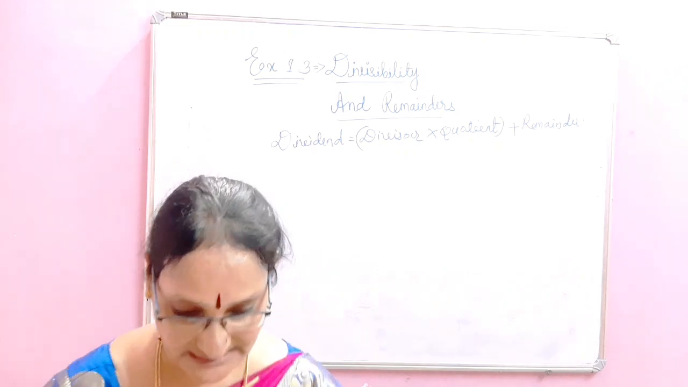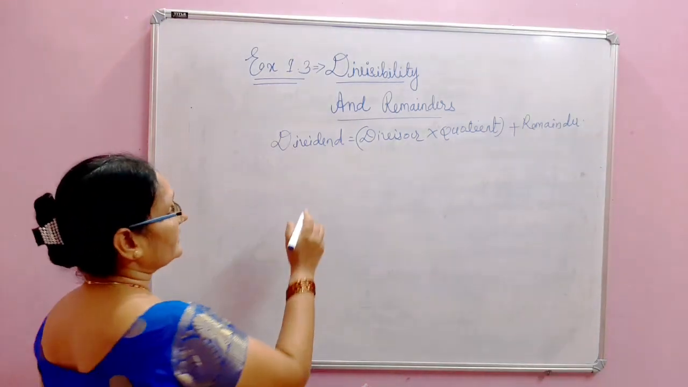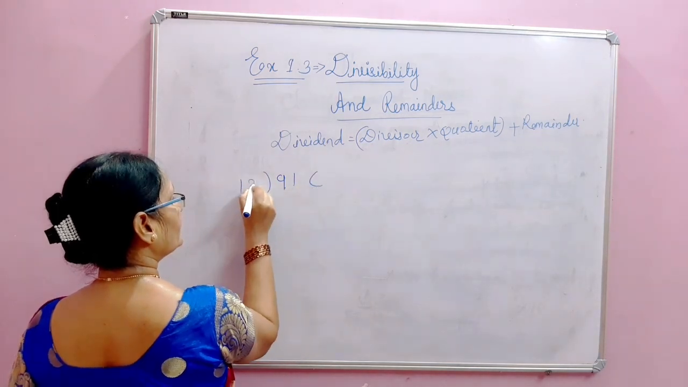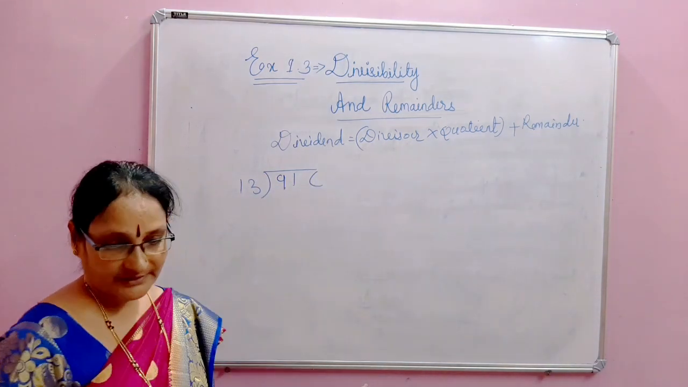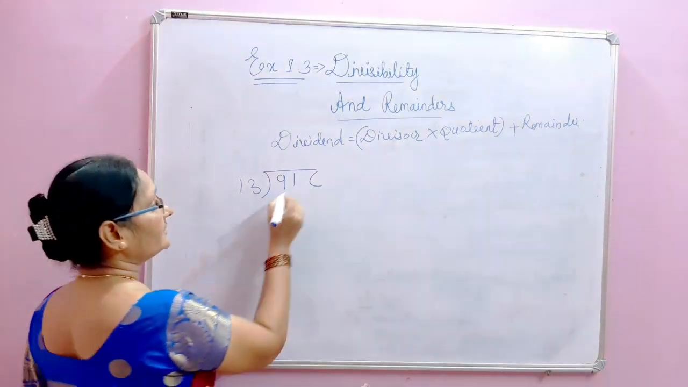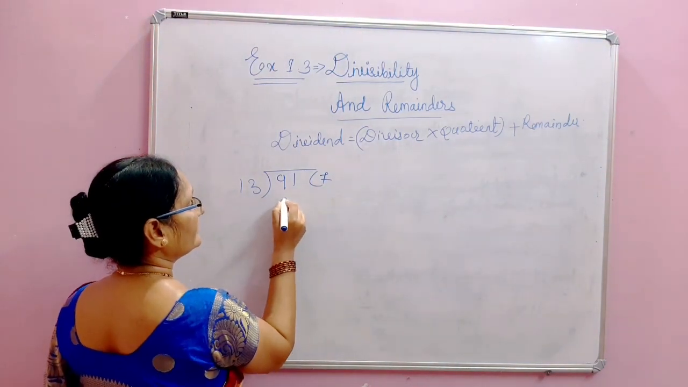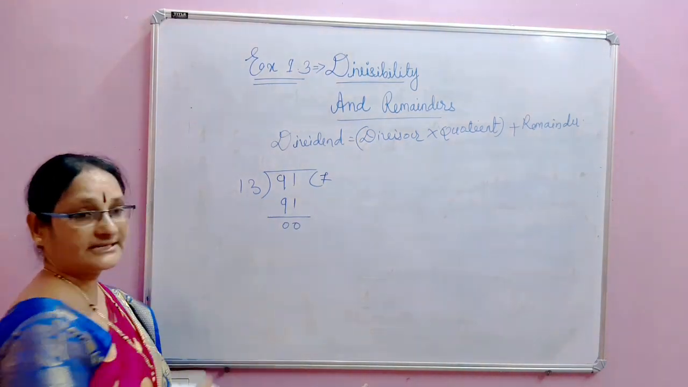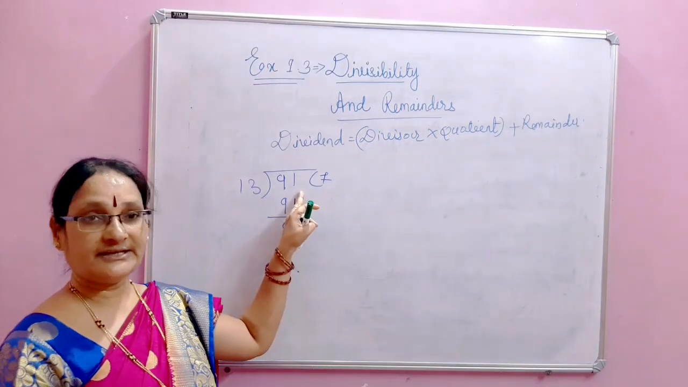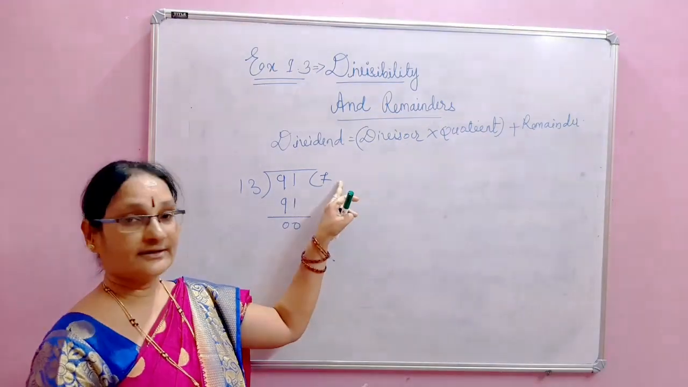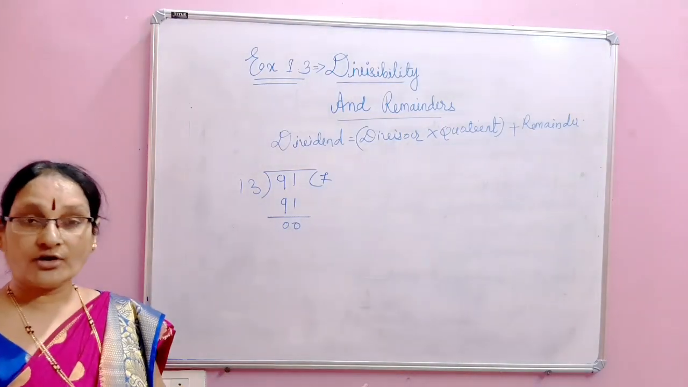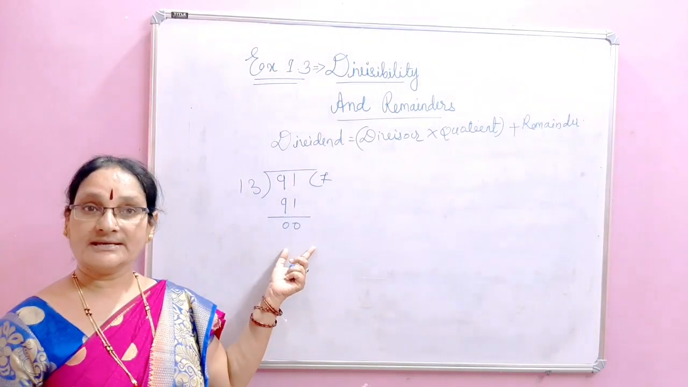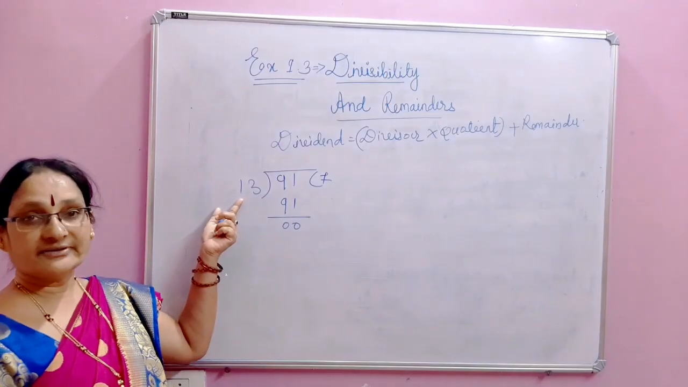Yes, we will take some more examples. One more example I will take. 91 divided by 13. 13 sevens are 91. What is the divisor here? The divisor is 13. The dividend is 91. What is the quotient? 7. Then what kind of remainder have we got here? 0. What did I tell you? Always the remainder is smaller than the divisor.